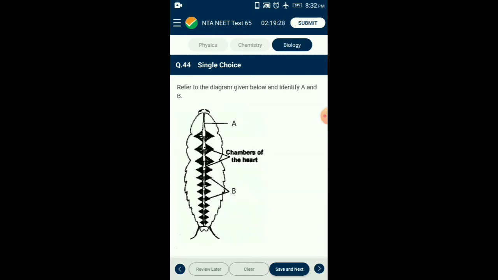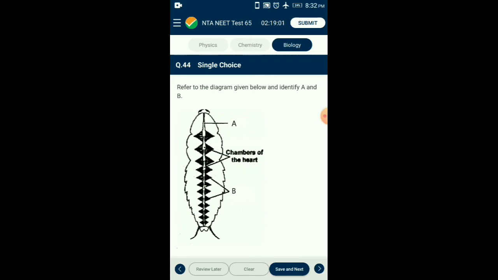Question number 44. Refer to the diagram given below and identify A and B. From the given diagrammatic representation, blood vessels are poorly developed and open into spaces called as hemocoel. Visceral organs located in the hemocoel are bathed in blood. It is generally called as hemolymph. The hemolymph is composed of colorless plasma and hemocytes.